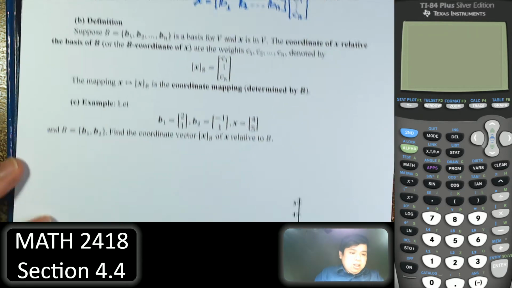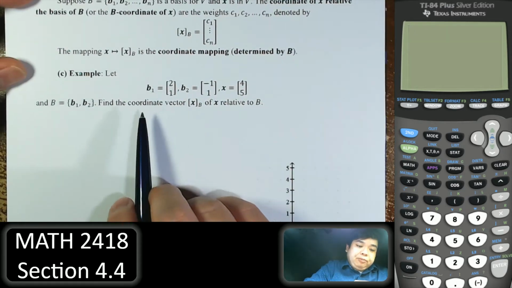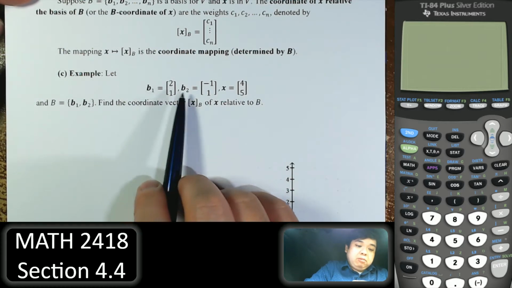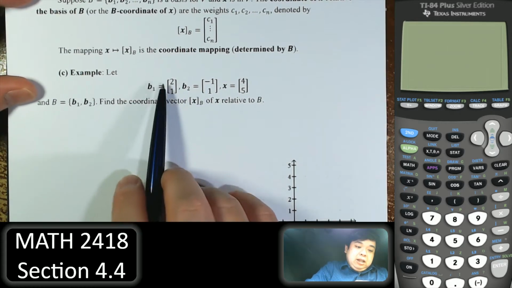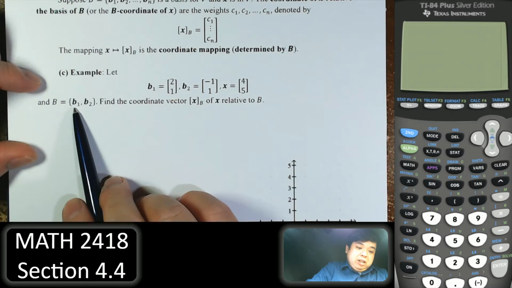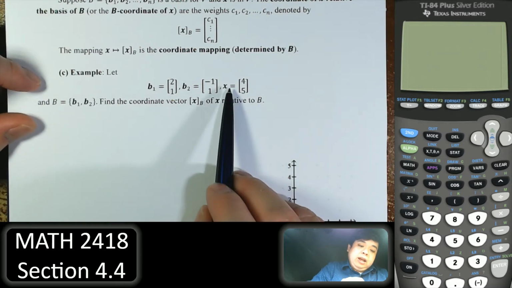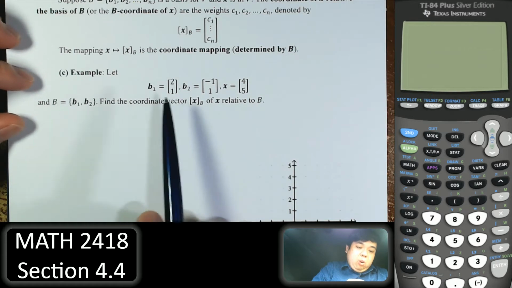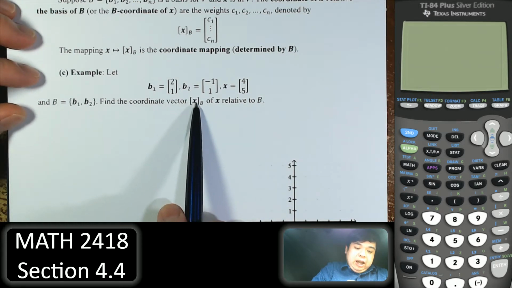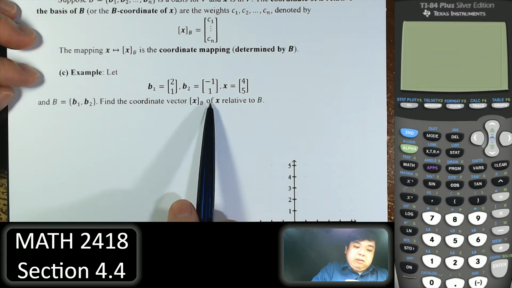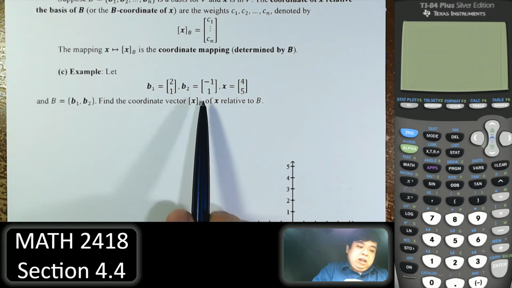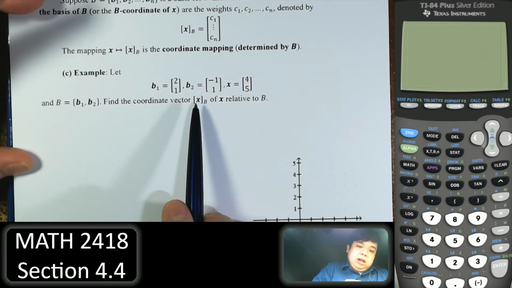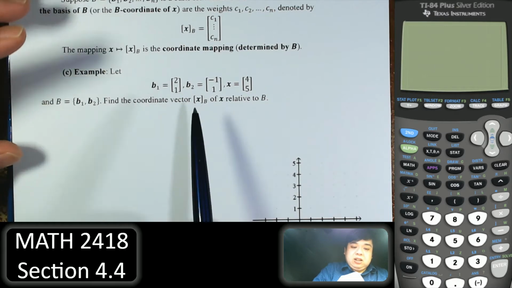Right. Here's the first example. We have vectors b1 and b2. Let the set of those two vectors form a basis, and x is 4 and 5. Now find the coordinates of vector x relative to B, or we say find the B coordinates of x.